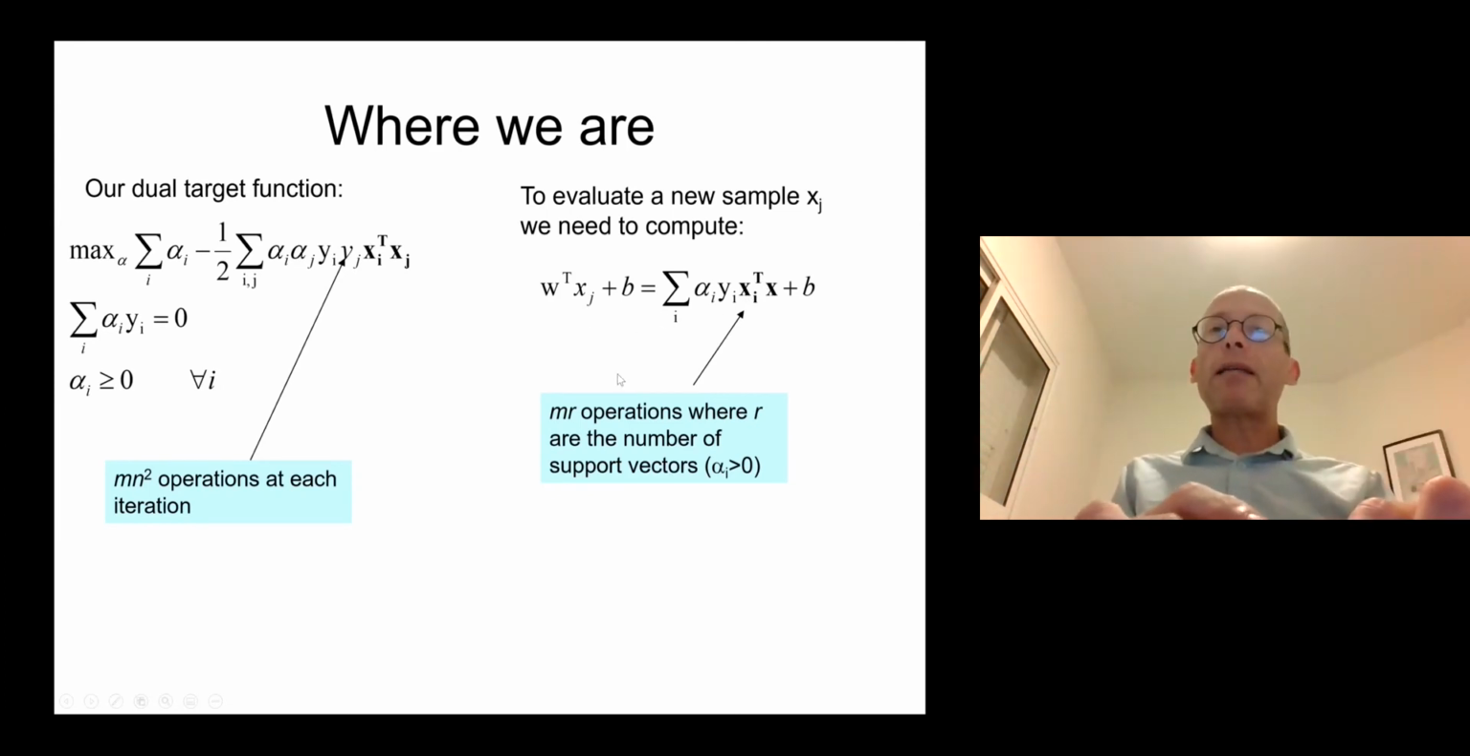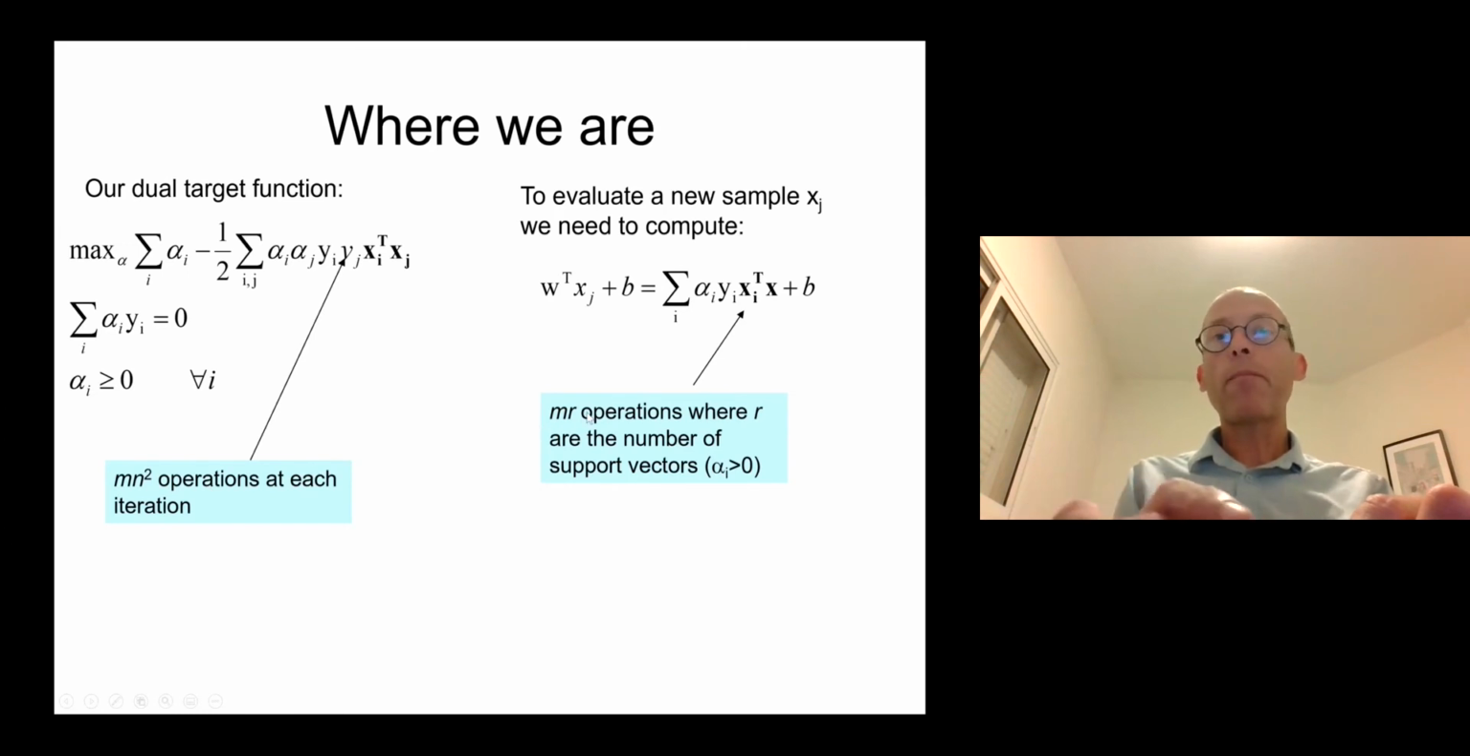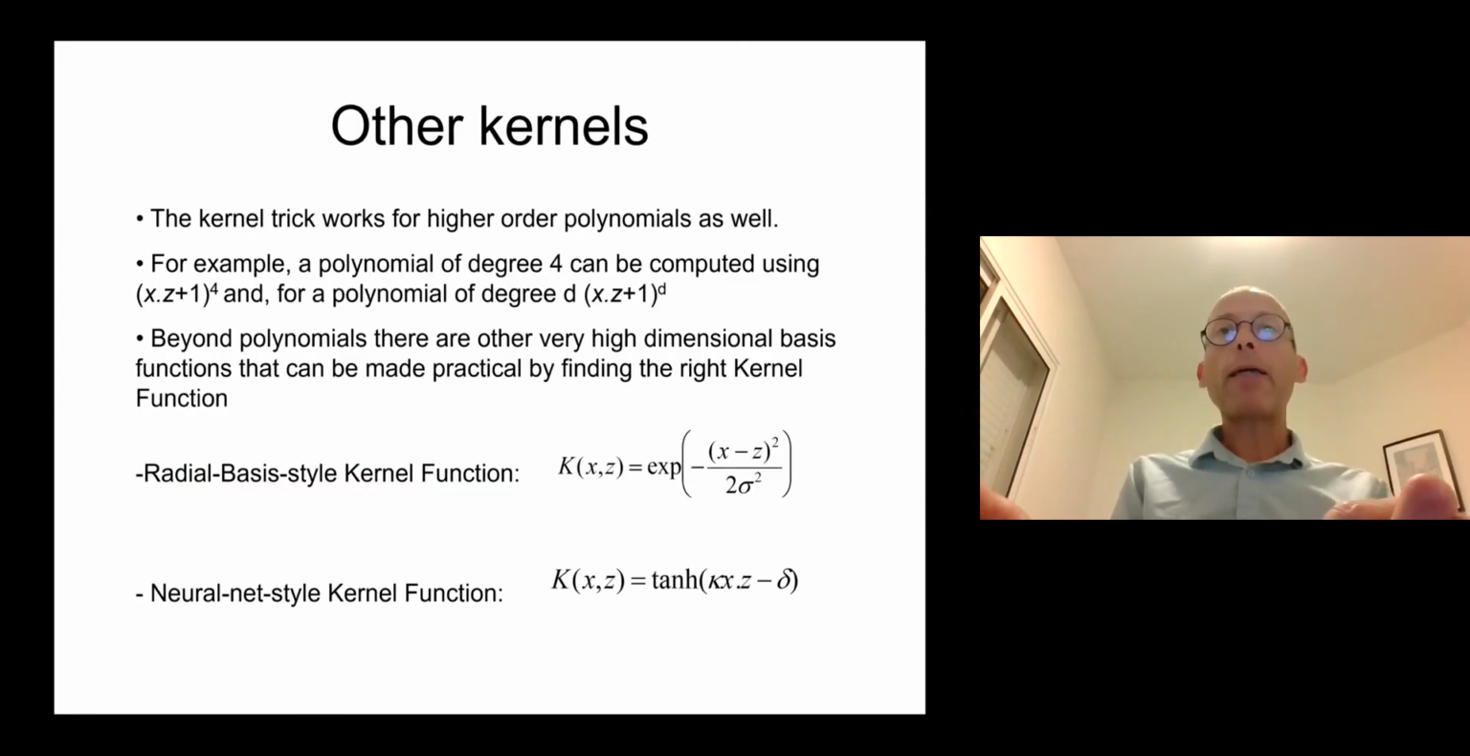Okay, so this is nice, and in terms of the number of operations, rather than working in very high dimensional space, we only need to compute m times r, where r are the support vectors. We don't even need to take it. So this is much faster than before, and also much more space and time efficient because we don't really need to go to the high dimensional space.